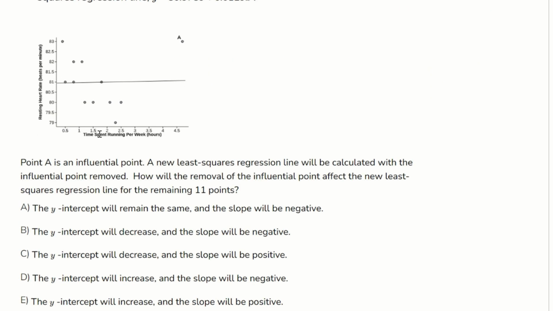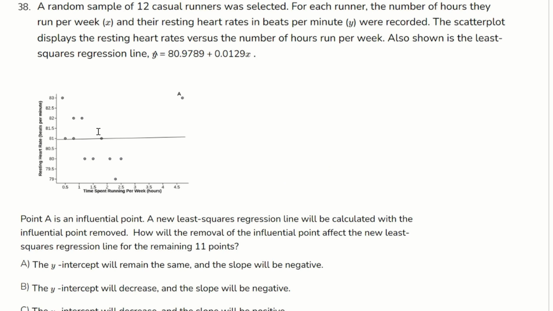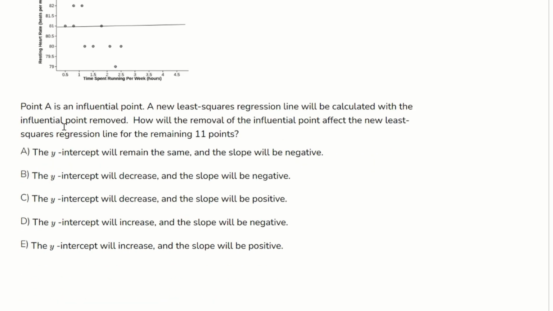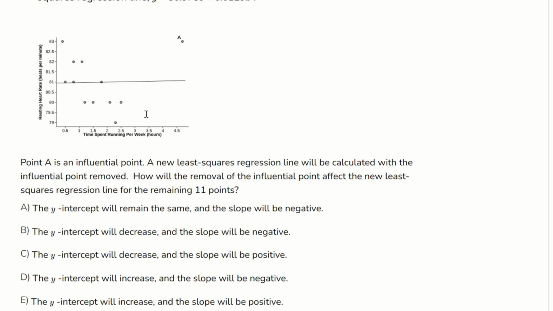And here's the scatter plot, sorry, not residual plot. This line looks pretty flat right here. But this is a scatter plot of resting heart rate and time spent running. It says point A is an influential point, so this is influential. A new least squares regression line will be calculated when it's removed. How will the removal of the influential point affect the new least squares regression line for the remaining 11 points?